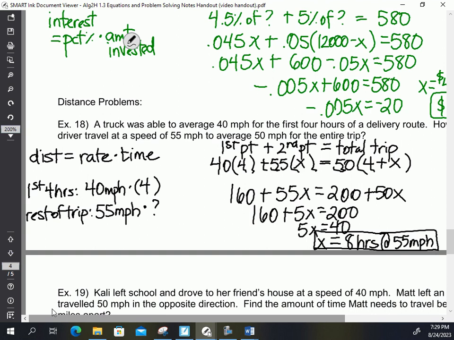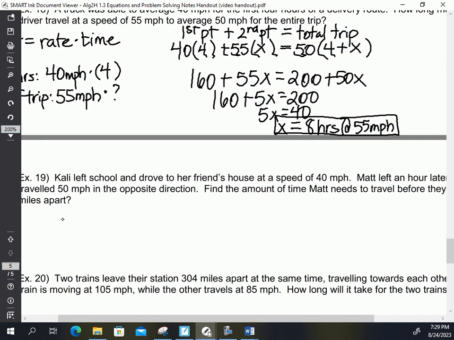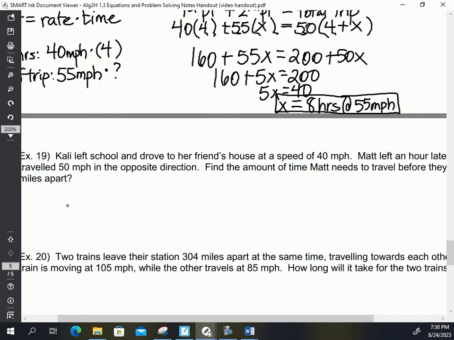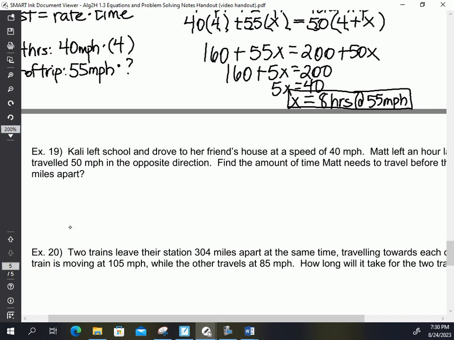So let's keep going. Next scenario. Callie left school and drove to her friend's house at a speed of 40 miles per hour. We know how fast, we don't know how long. So in Callie's case, distance equals rate times time. Her rate is 40 miles per hour. We don't know her time.